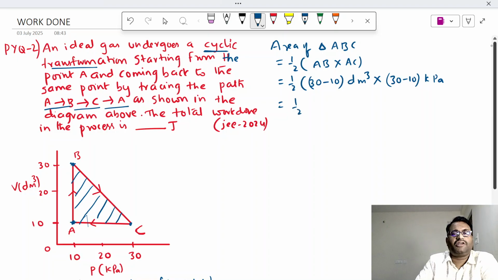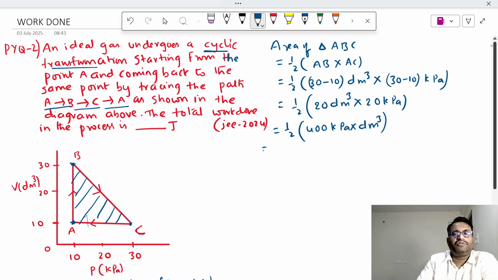That is equal to half into 30 minus 10, 20 decimeter cube, into 20 kilopascal. So that is equal to half into 400 kilopascal decimeter cube. So half into 400 gives you 200 kilopascal decimeter cube.